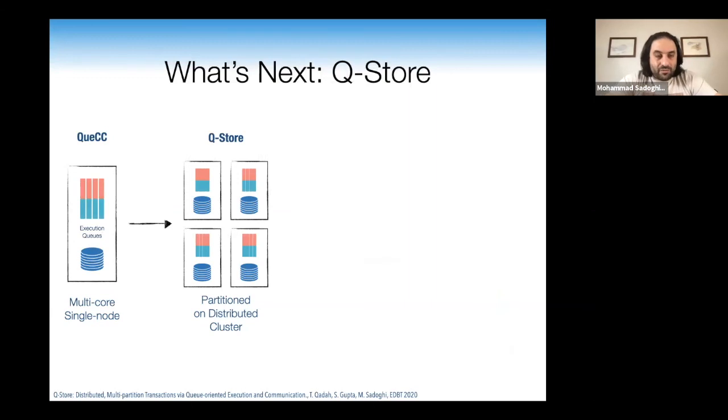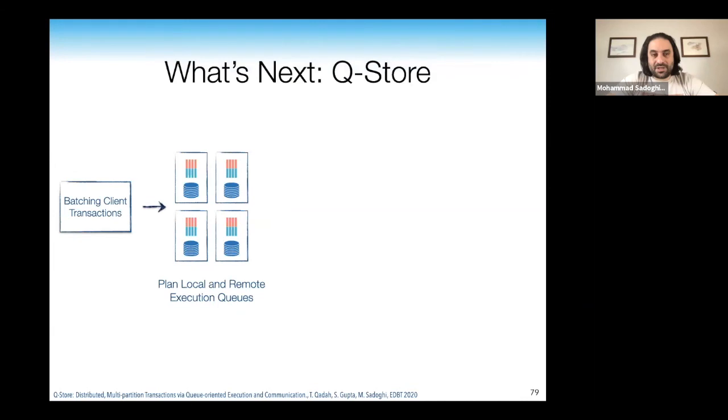So one idea so far we talked about is QCC, this model of planning followed by execution, but we were focusing on a single machine. But what if we have multiple machines? Can I do internally for each of these machines this planning followed by execution paradigm, and then somehow coordinate the overall consistency among these? And so that's what we worked on.